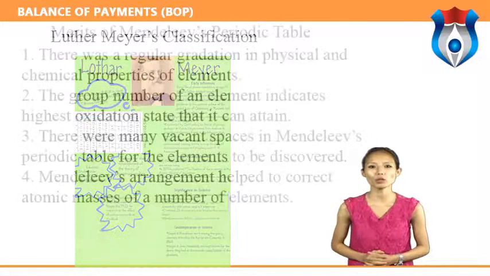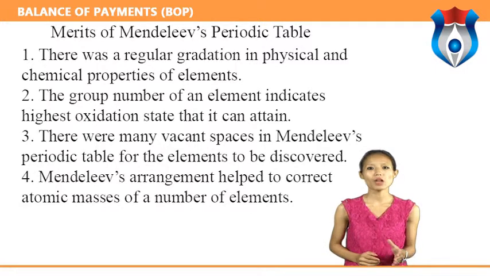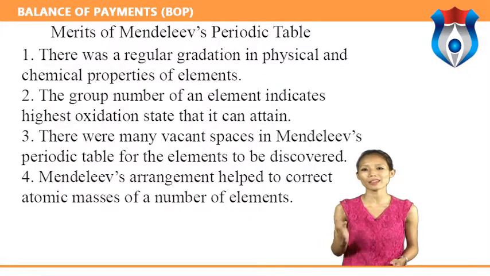Mendeleev's periodic table offered the following advantages in understanding the properties of elements. There was a regular gradation in physical and chemical properties of elements. The group number of an element indicates the highest oxidation state that it can attain.